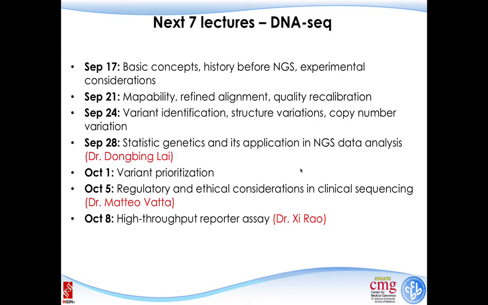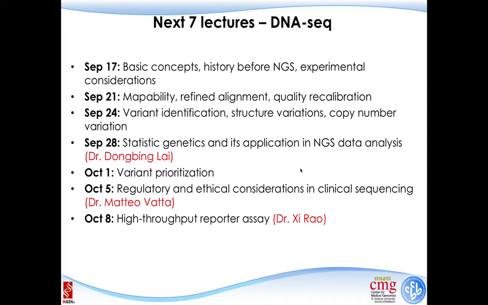Okay, let's move on. In the next couple of lectures, we will focus on DNA sequencing analysis. Today we'll talk about the basic concepts, history before the NGS technology, and experimental considerations. In the next lecture, we'll talk about some of the bioinformatics components of DNA sequencing analysis, including mappability considerations, refined sequence alignment, and quality recalibration.